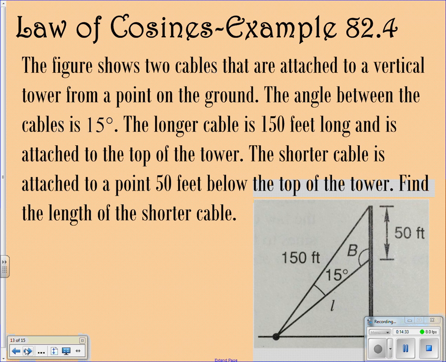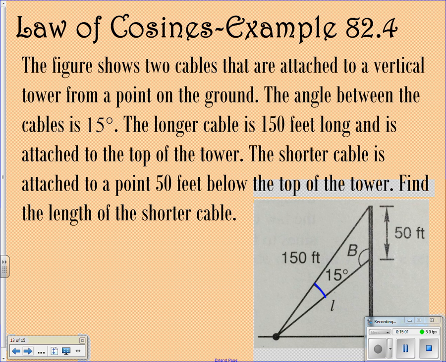So if you look, we have 2 cables that are attached from a point on the ground to some pole. Okay? And the angle between them is 15 degrees. So this angle here is 15. The longer cable is 150, and then it's at the top of the tower. And the shorter cable, we don't know how long it is, but it's attached 50 feet from the top of the tower. And we want to find the length of the shorter cable.